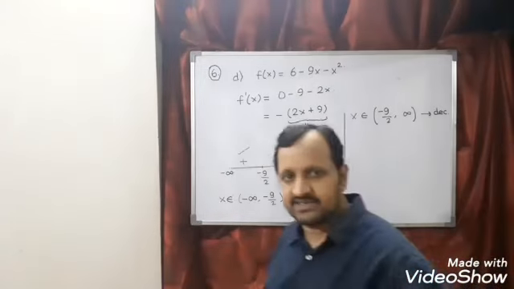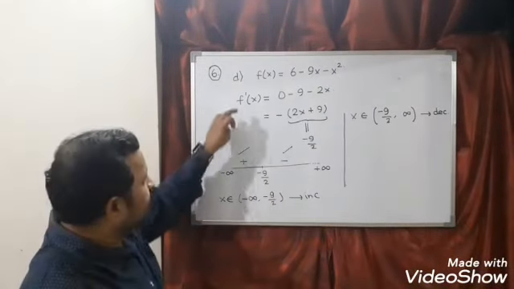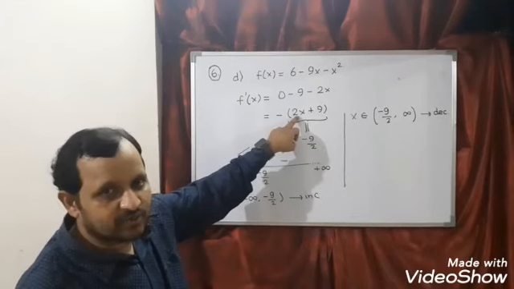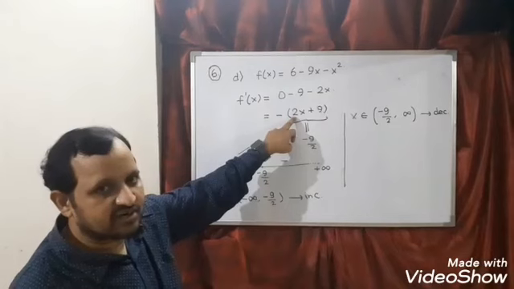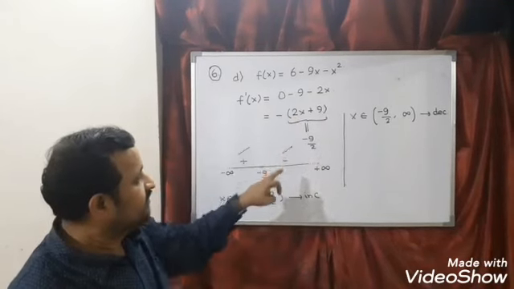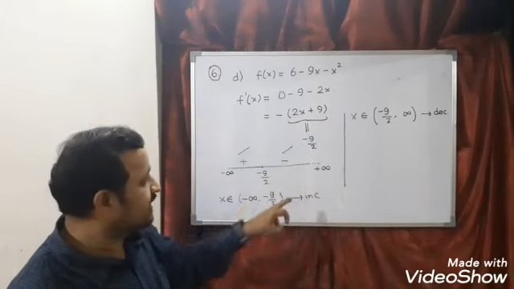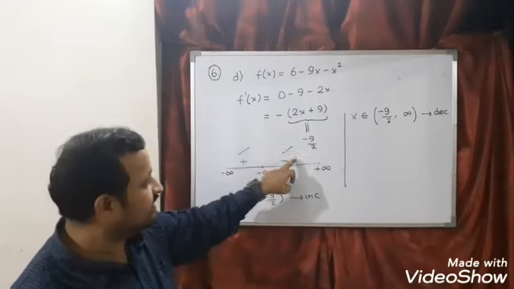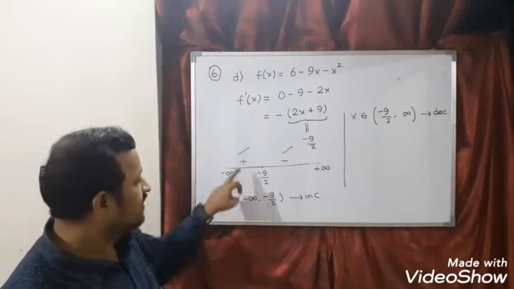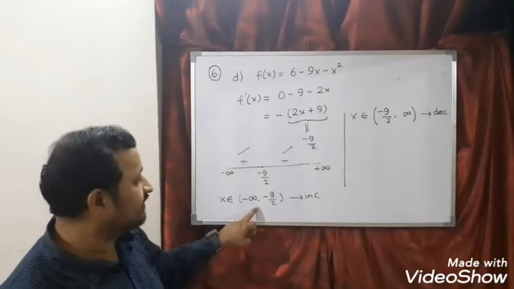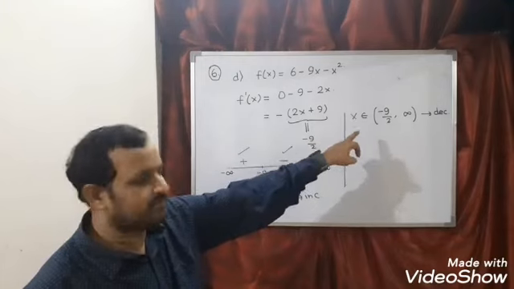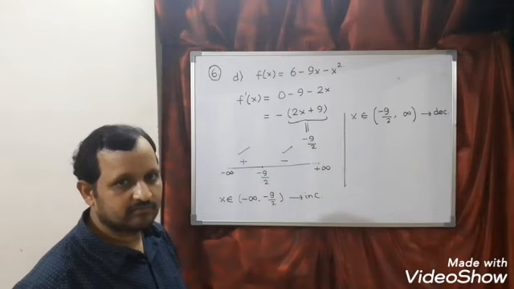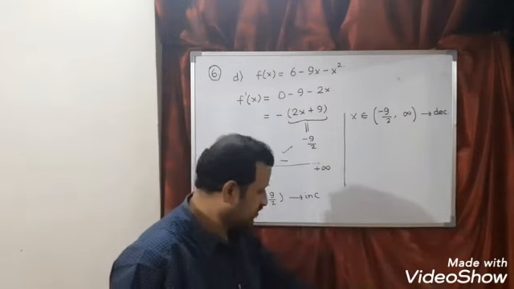So what I did here is I applied the working rule. Find f dash x, break it into linear factors, coefficient of x is positive, find the critical point which is minus 9 by 2. After the largest critical point, put the outside sign minus and then alternate the sign. The plus sign represents the interval of increasing and the minus sign represents the interval of decreasing. Next question.